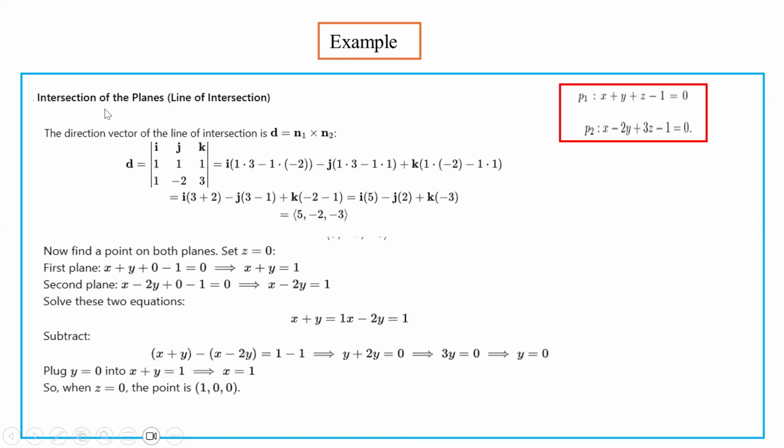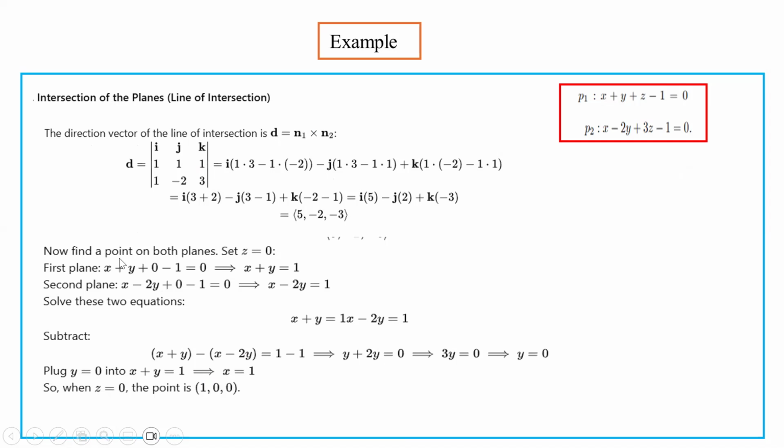Now we're going to find the intersections of the planes. The direction vector of the line of intersection is D, which is equal to the cross product of the two normals, N1 and N2. When we do the cross product, we see that the direction vector of the line will be 5, negative 2, negative 3.